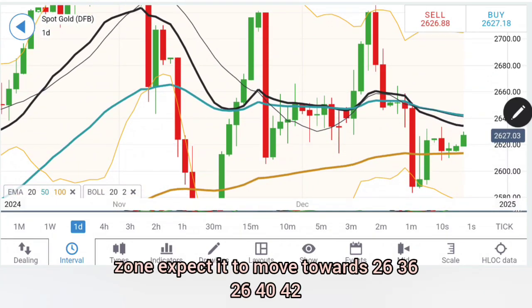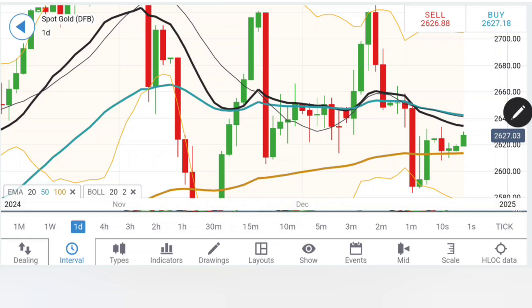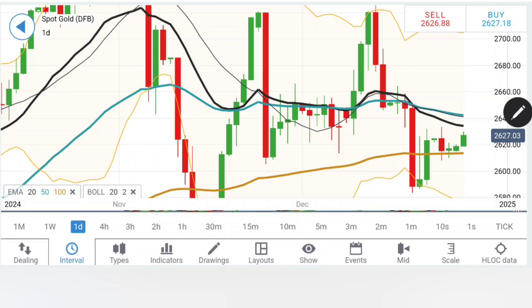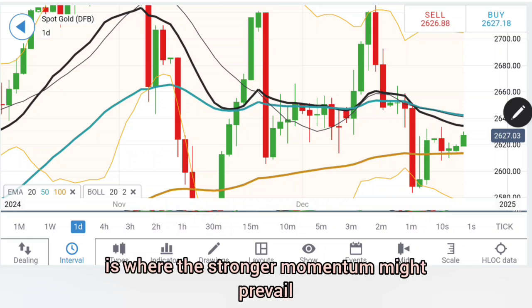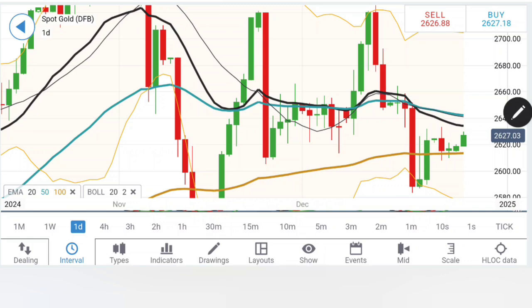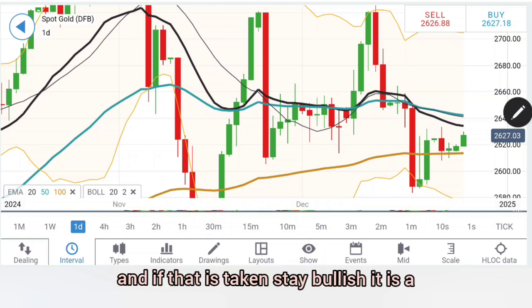Expect it to move towards 2636, 2640, 42, and if that is taken, then 2648.50 is the next target. Beyond 2648.50 is where the stronger momentum might prevail towards 2660 levels, the next strongest resistance. And if that is taken, stay bullish, it is a reversal.